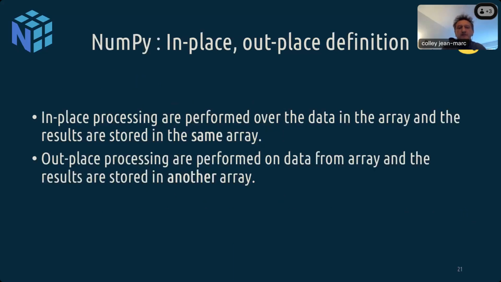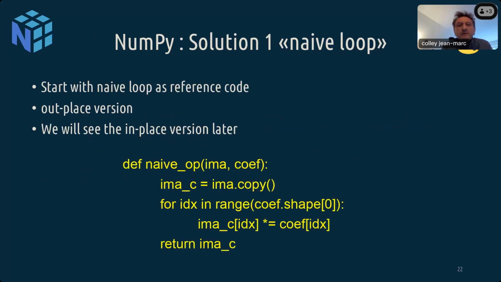Before we start writing the code, let's introduce 2 important concepts: in-place and out-of-place definitions. In-place processing is performed over the data in the array and the result is stored in the same array. Out-of-place processing is performed on data from an array and the result is stored in another array. So we start with solution 1, a naive loop as a reference code. We write the out-of-place version, and we will see the in-place version later. The function starts by a copy of the images, writes a loop, multiplies each image and returns the copy with calibration.